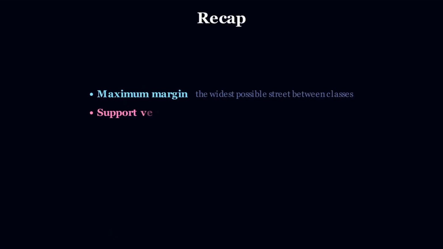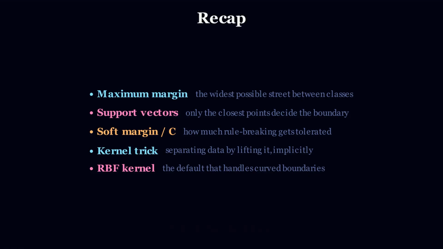Let's lock in what we covered. Maximum margin, the widest possible street between the two classes. Support vectors, only the closest points actually decide the boundary. Soft margin, and how much rule breaking the model tolerates. The kernel trick, separating data by lifting it without ever computing the lift. RBF kernel, the default that handles curved boundaries right out of the box.